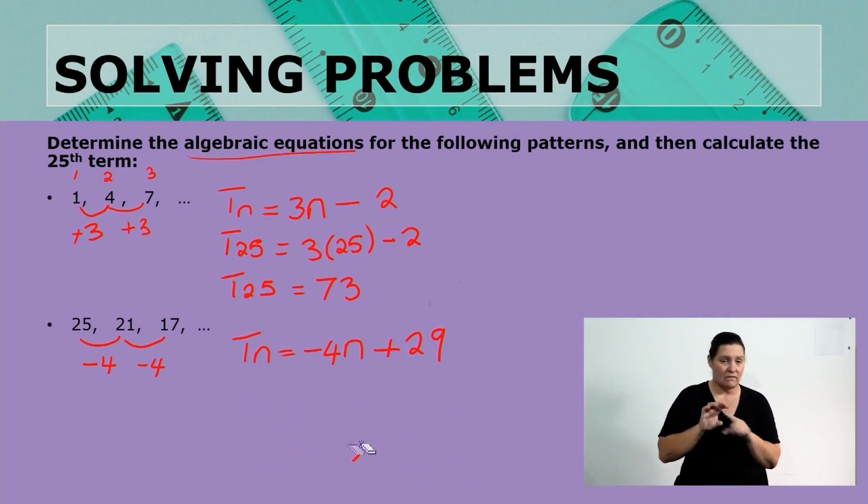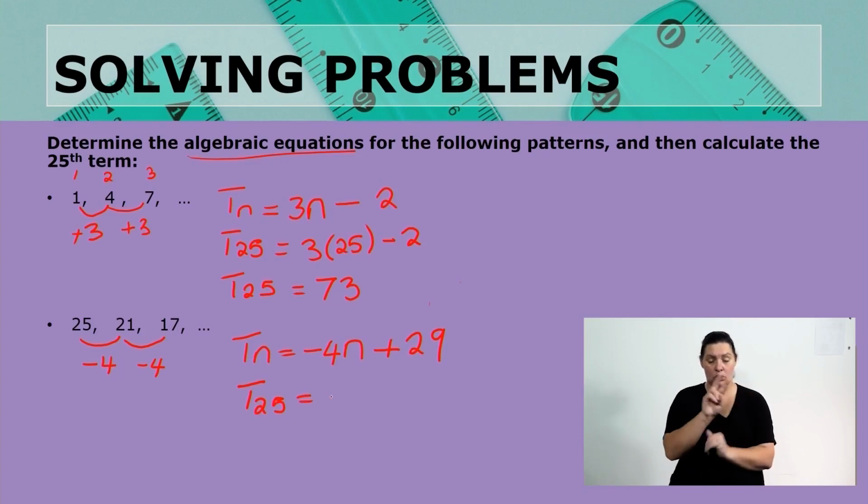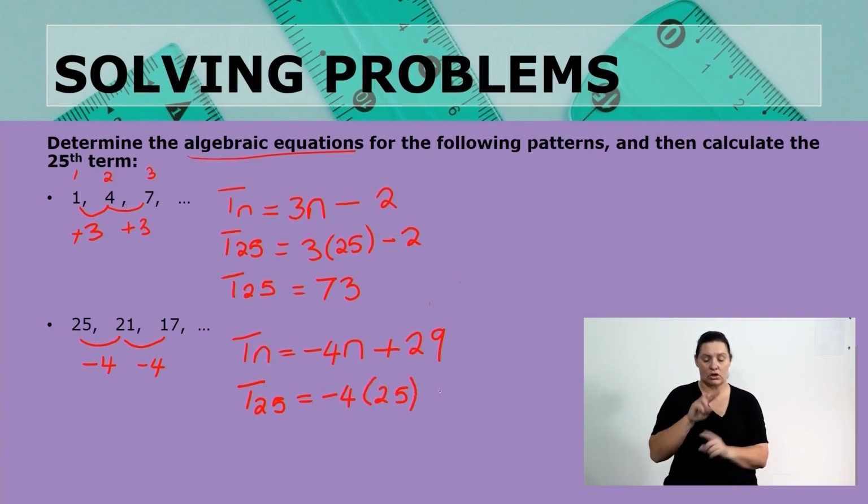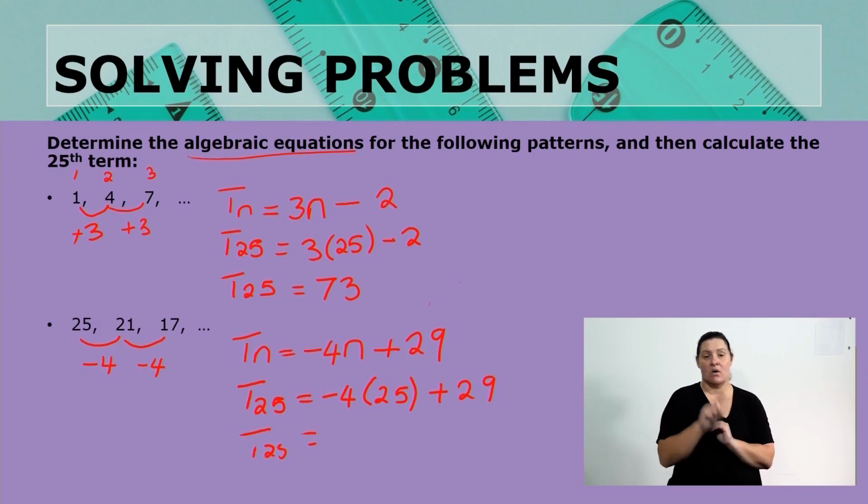And if we need to find the 25th term, we are going to use the same equation. And that is going to be now our 25th term. That's going to be negative 4. And I'm going to use brackets for the 25, and I'm going to add the 29. Now, what is negative 4 multiplied by 25? Yes, you are correct. It is negative 100. And when we add 29 to that, do you know what the answer is going to be? Yes, you are correct. It is going to be negative 71.